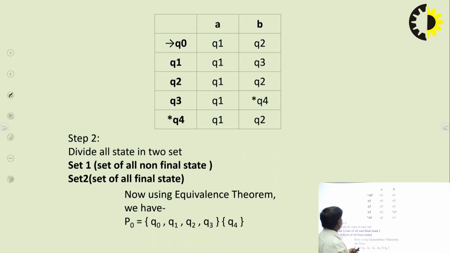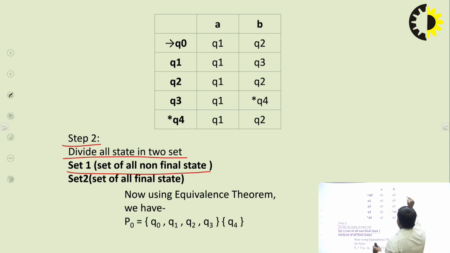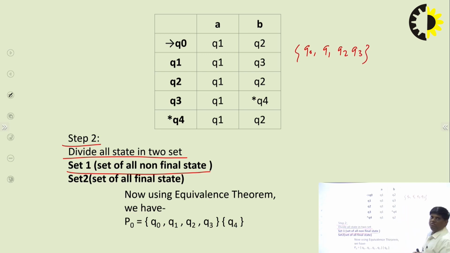Now, in step 2, the transition table is divided into two sets. Set 1 is the set of all non-final states. In this transition table, the set of all non-final states is Q0, Q1, Q2 and Q3. And what is the other set? That is Q4, the set of final states.